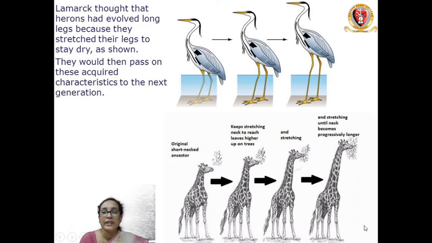So look at a picture of wading birds. See, they had to stand in water level. They stretched and stretched, and now they have long legs. Similarly, this is the ancestral giraffe with a short neck. When it had to reach for higher vegetation, it stretched its neck and the neck became longer according to Lamarck.